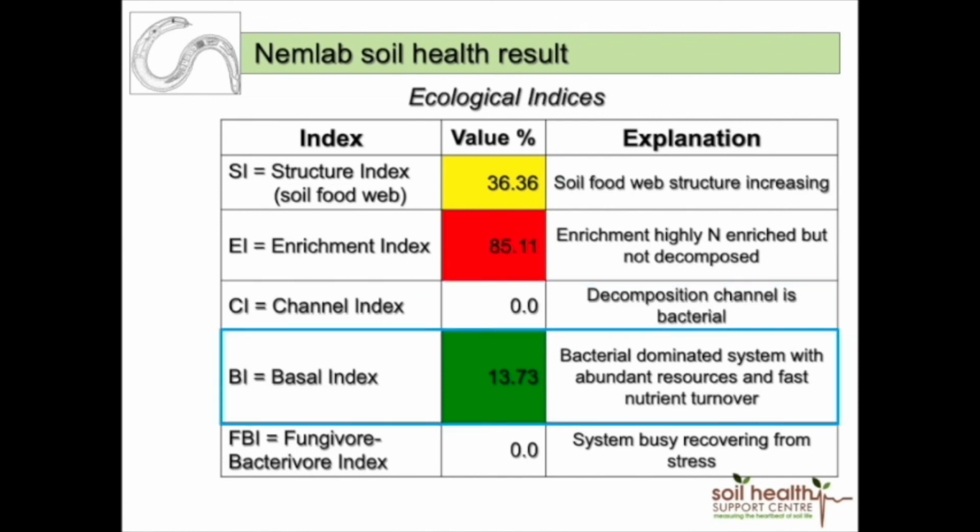The basal index indicates if the bacterial system can provide fast nutrient turnover. More fungal systems have slower nutrient turnover. The fungivore-bacteriivore index is determined by the presence of nematode groups that are associated with stressed environments, and a higher number is expected for fallow soils and a lower number for soils that have cover crops.